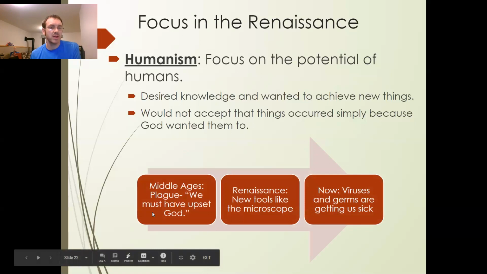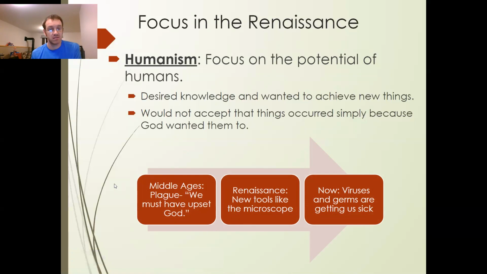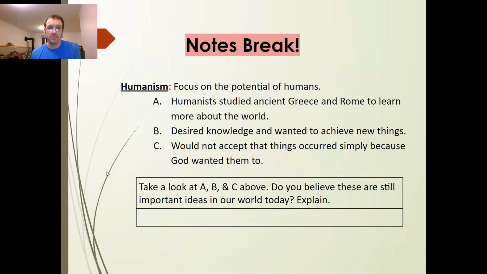So in the Middle Ages, when the plague came, some people said, this is God punishing us. And then in the Renaissance, you gain new tools like the microscope. You start to understand the body more. And now we look at it and we say, well, viruses and germs are getting us sick. There's very few people today that are saying the coronavirus pandemic is God punishing us. People look at it and say, oh, well, it's this illness that is spread in these ways, and this is how it operates. So science becomes bigger with humanism because we understand if we know science, we can understand ourselves better and we can make a better world. So that was a really big focus.